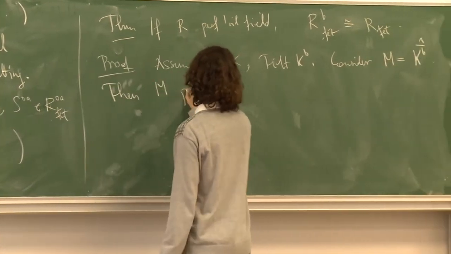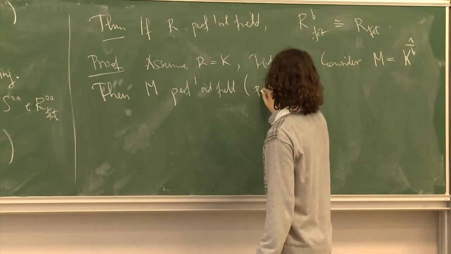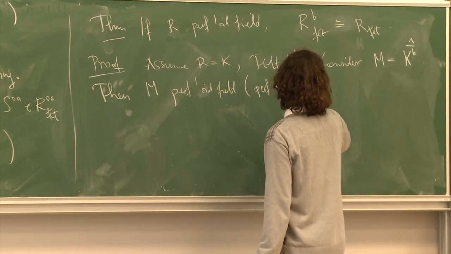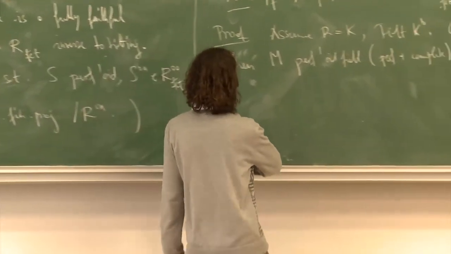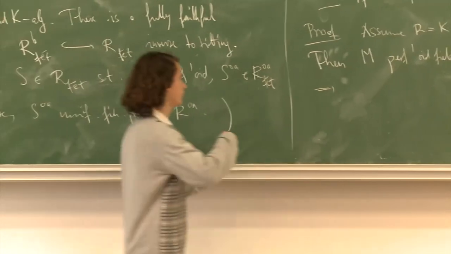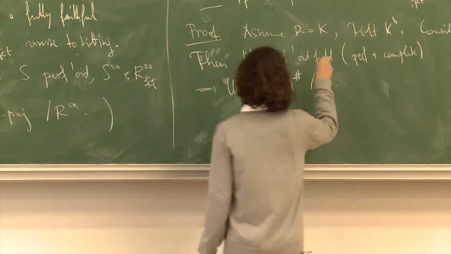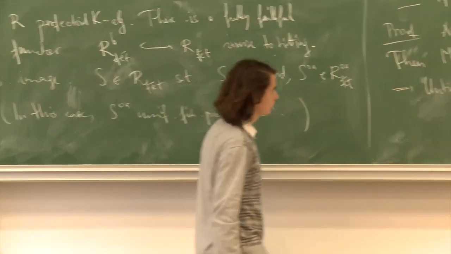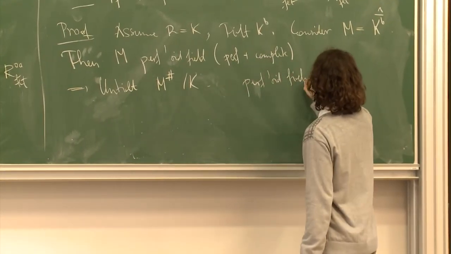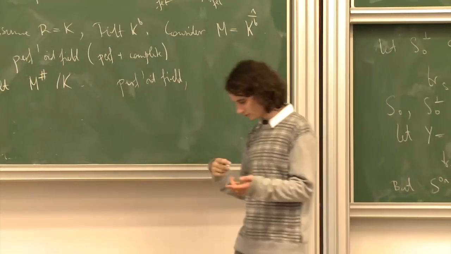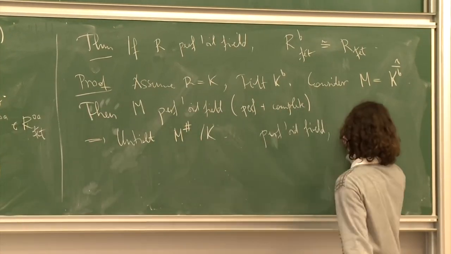M is a perfectoid field. So it's perfect and complete. That's enough to see. And so in particular, it's a perfectoid K flat algebra. And so we can untilt it. So we get an untilt M sharp, which lives over K. And this is again a perfectoid field by the proposition that tilting identifies the perfectoid fields. And it's algebraically closed by what we proved last time.